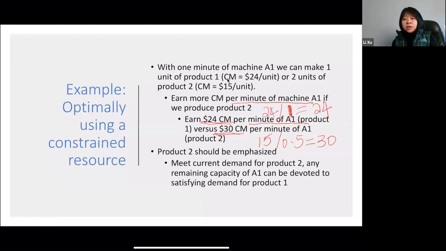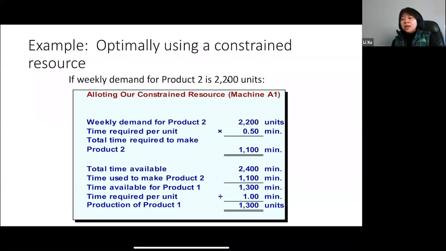Okay. So here you can see that because product 2 has a higher contribution margin per minute of machine A1, you should emphasize product 2. So what does it mean to emphasize? We're going to produce as many units of product 2 as possible up to the current demand. You want to produce as many as possible to meet all the demand of product 2 if it's possible. And if you have anything left, it should go to product 1. Okay, so that's what we're doing here.